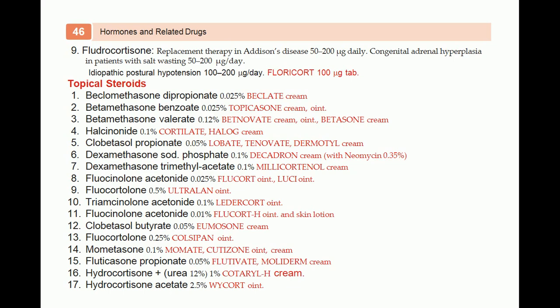Fluticasone propionate 0.5%, that is Flutivate or Moliderm cream. Hydrocortisone plus urea 12%, 1%, Cutisoft H cream, and hydrocortisone acetate, which is also available at 0.2% under the trade name Wycort ointment.